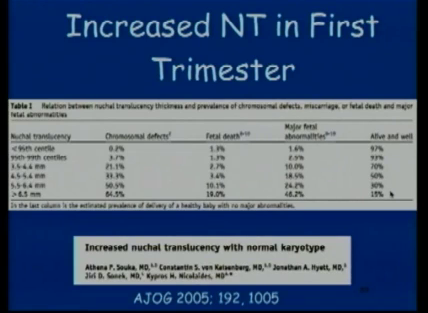On the other hand, if you have a nuchal that's elevated in the first trimester, you don't find any chromosomal anomaly, and they come back and have a normal fetal heart and a normal ultrasound exam in the second trimester, 95% of those babies are going to be normal.